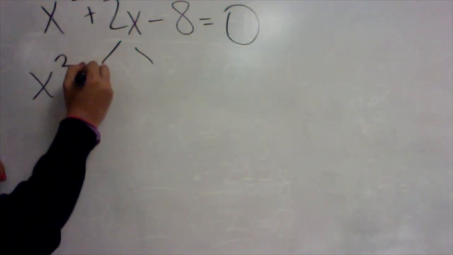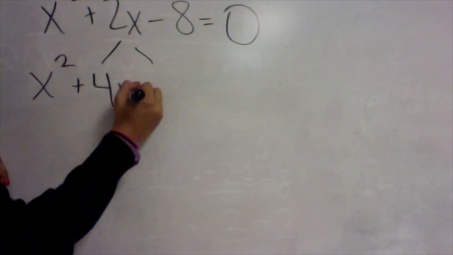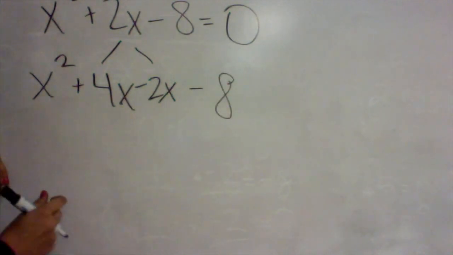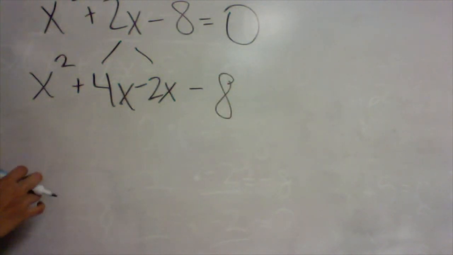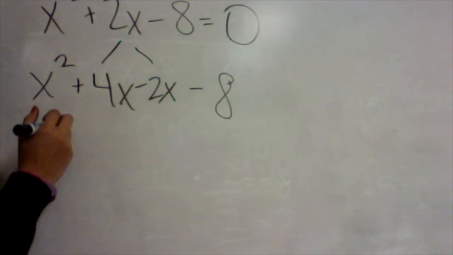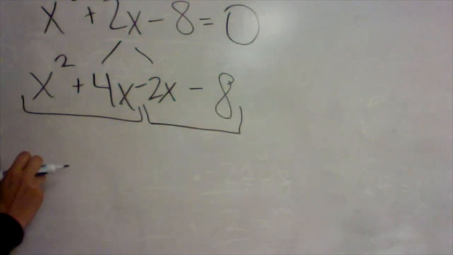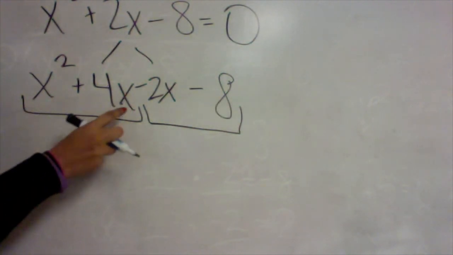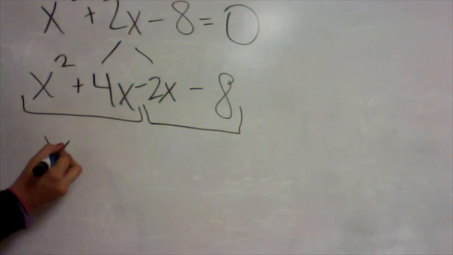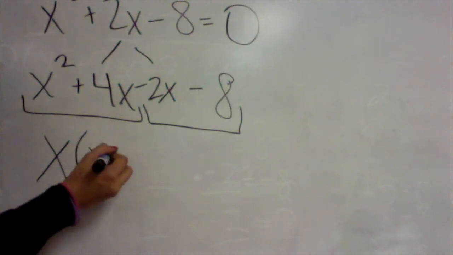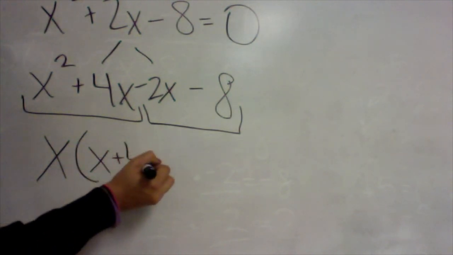So we take the middle term and we split it into the two numbers that we found from step 2. And it becomes x squared plus 4x minus 2x minus 8, which would also be set equal to 0 because again we are still solving, but we don't need that quite yet. So we're going to factor by grouping. We group the first two terms together and then the last two terms together.